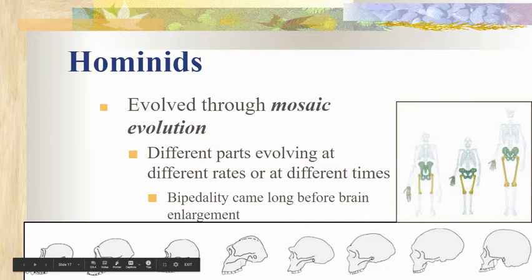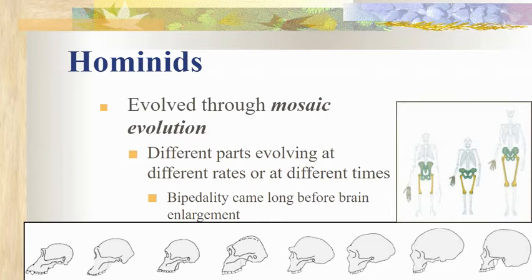The type of evolution that hominids are believed to show is called mosaic evolution. And that means different parts evolved at different rates or at different times. So it's not like all of these characteristics that make hominids unique from the other primates developed all at once. Instead, it's believed that bipedality, or the ability to walk on two legs, came long before brain enlargement.